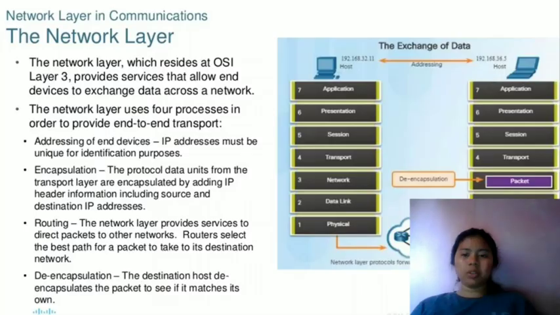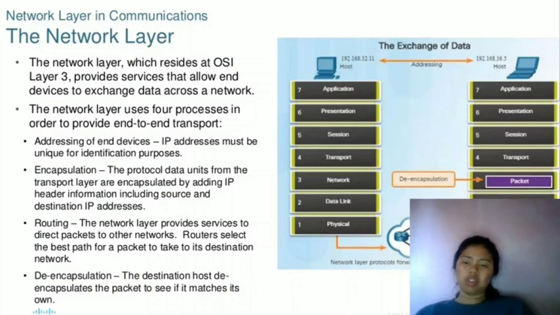Network layer protocols. The network layer, which resides at OSI layer 3, provides services and allows end devices to exchange data across a network. The network layer uses four processes in order to provide end-to-end transport: addressing of end devices, encapsulation, routing, and de-encapsulation.